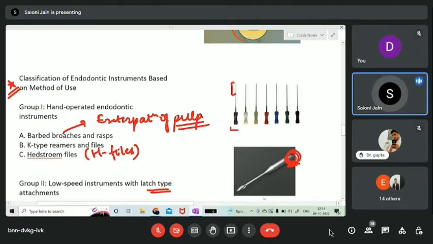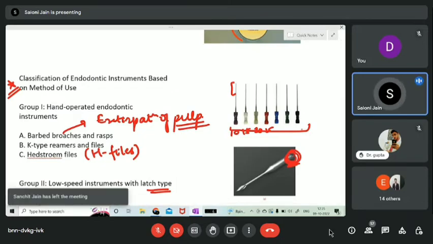And several sizes of barb brooches are present, as you can see from the color coding, like 10, 15, 20, 25. These are the various color codings for barb brooches as well, the standardization which we have learned earlier. Various sizes are available in the barb brooch system. Also, you need to take care that if you use a too wide barb brooch, it will not permit the removal of the pulp tissue, or it can even force the pulp tissue apically when you insert it in the canal. So a suitable size barb brooch is required to extirpate the pulp.